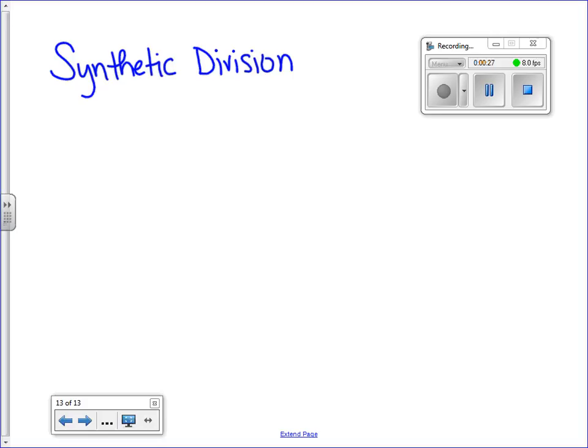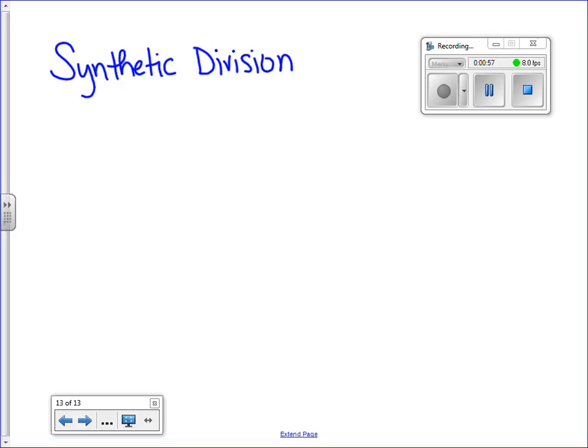Alright, so synthetic division is not real division, but it does the same job that division does. Easier. Most people love synthetic division. We still have to learn long division because synthetic division doesn't always work. But when it works, it's fantastic. Can you tell when it works? Yes, you can.